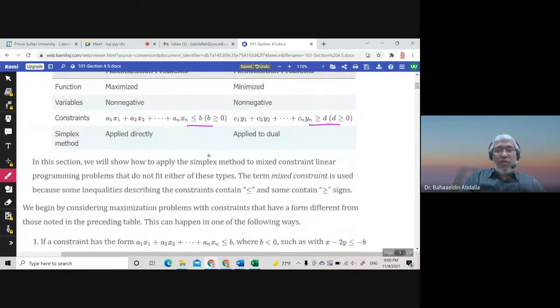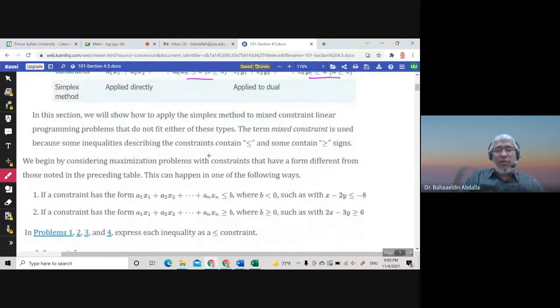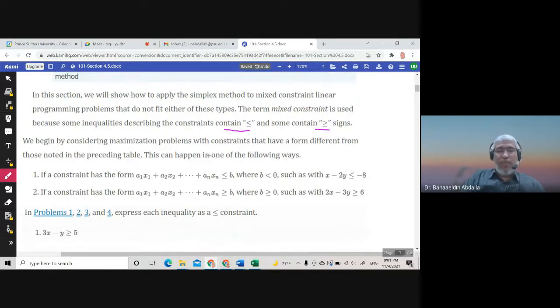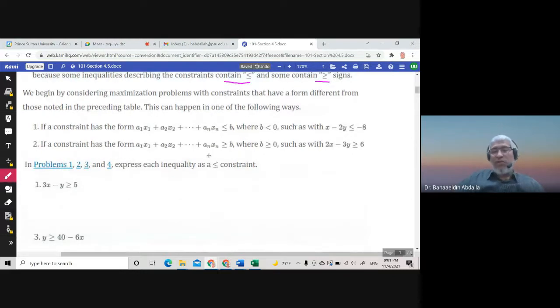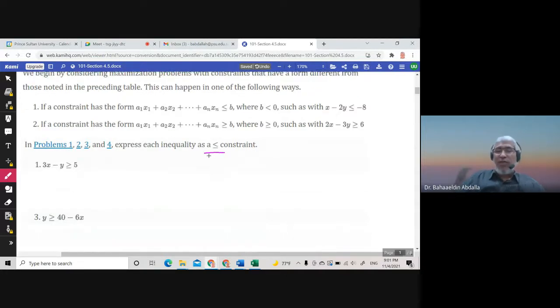Now in this section we will talk about mixed constraints. So maybe some of the constraints are less than and some of them are greater than in a maximization or minimization problem. So let us first talk about how to express the inequality as less than or equal to constraint if it is not less than or equal.